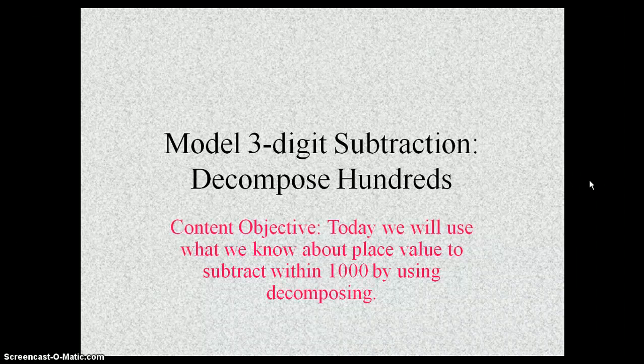Boys and girls, today we're modeling 3-digit subtraction, decomposing hundreds. Our objective is that we will use what we know about place value to subtract within 1,000 by using decomposing.